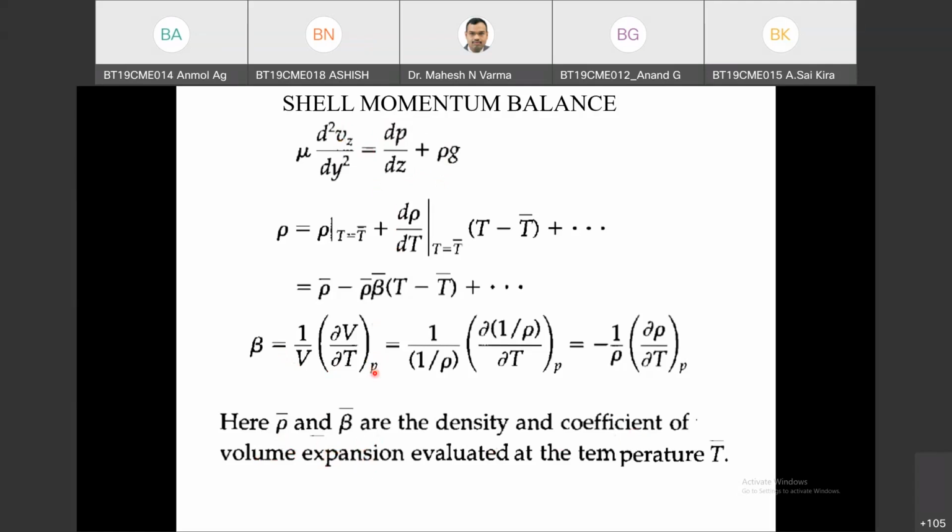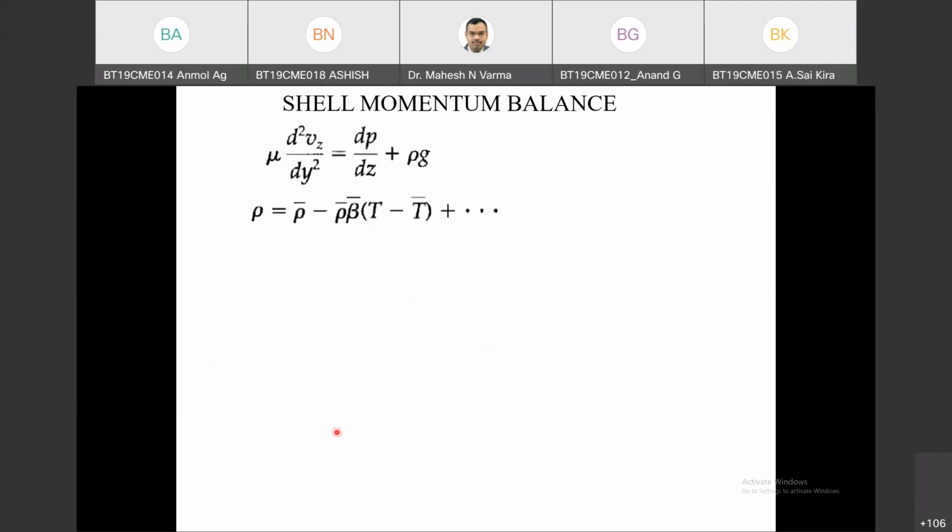In terms of volume expansion, you can refer to thermodynamics. The d rho by dT compressibility and this volume expansion can be correlated with each other: 1 upon rho d rho by dT at constant pressure. Now substituting it here, I can calculate the density and the coefficient of volume expansion at the average temperature. Substituting this in the equation, I can now integrate it, and integrating this equation I will get a velocity profile.